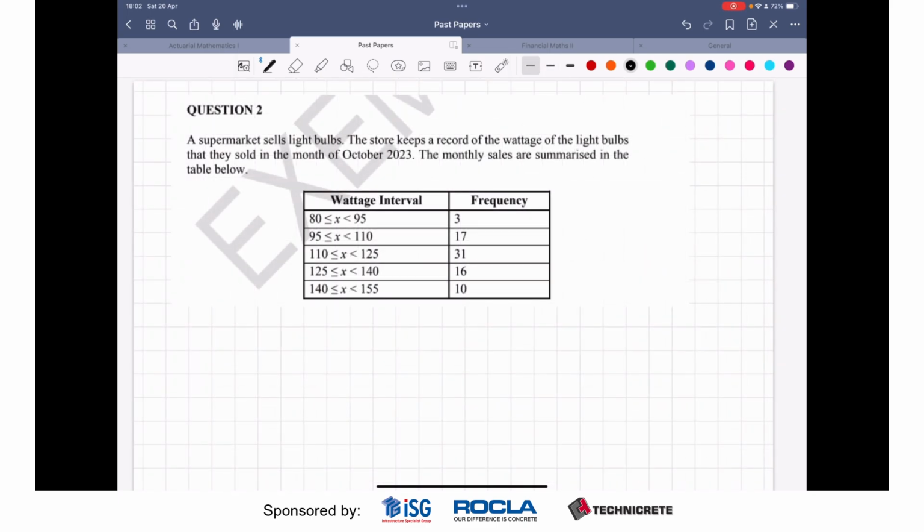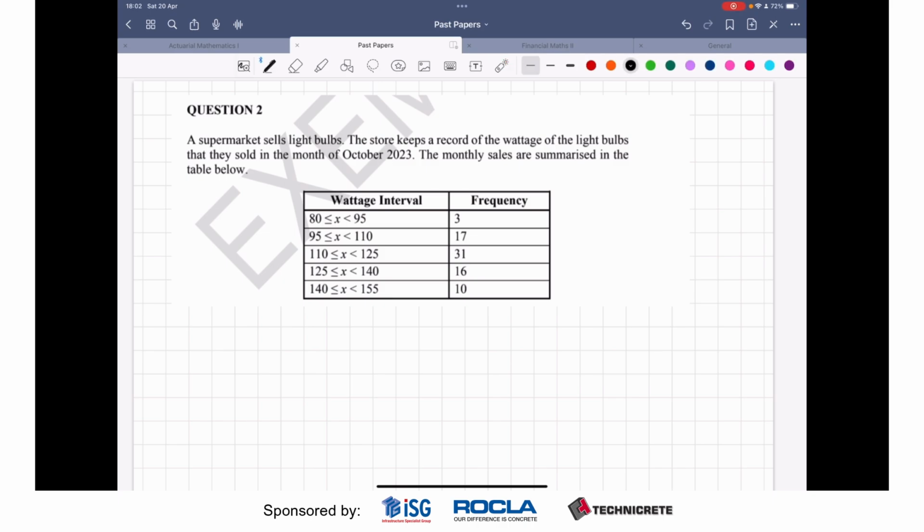Question 2. A supermarket sells light bulbs. The store keeps a record of the wattage of the light bulbs that they sold in the month of October 2023. The monthly sales are summarized in the table below, and then we're given a frequency table. So for example, the number of light bulbs where the wattage is between 80 and 95 watts, there were 3 of them sold. The ones between 95 and 110 watts, there were 17 of them sold, and so on.